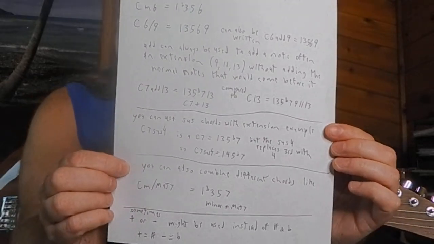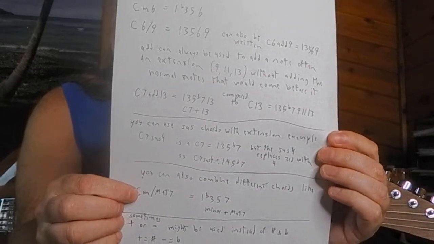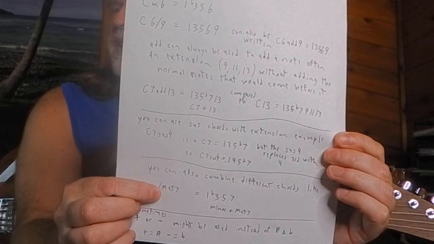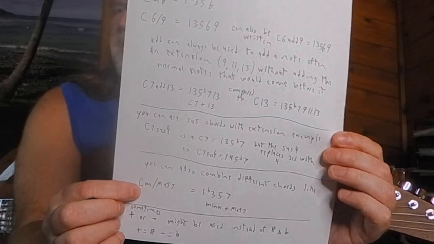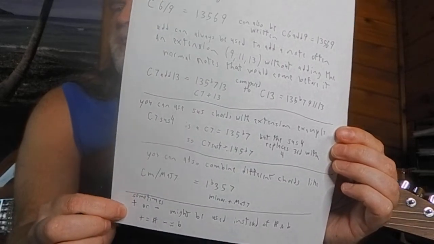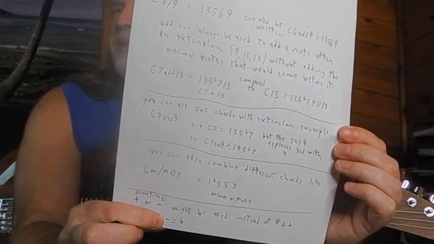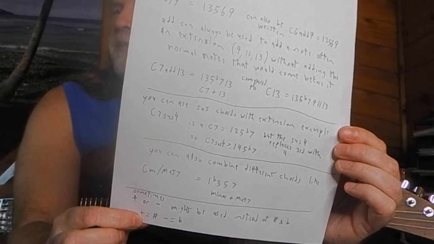You can also combine different chords like a minor major 7. It's just a minor triad, whoever's written first, and then you're adding the major 7 onto it. Kind of similar to a slash chord. And again, so as not to be confused, when you do have the plus or the minus, usually that just means sharp or flat. Minus is a flat, and the sharp is the same as a plus.